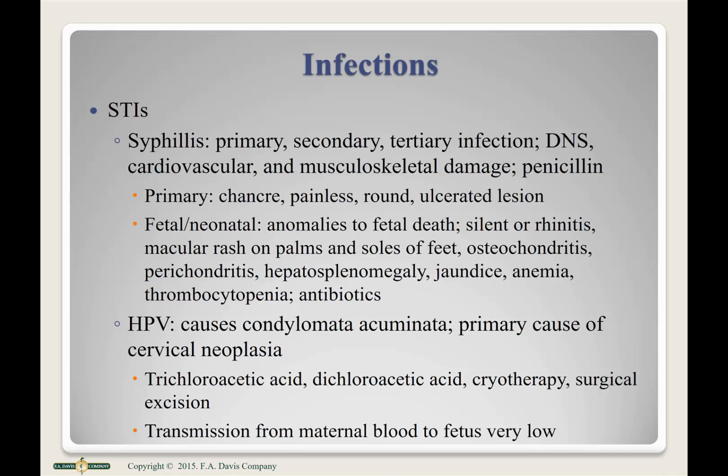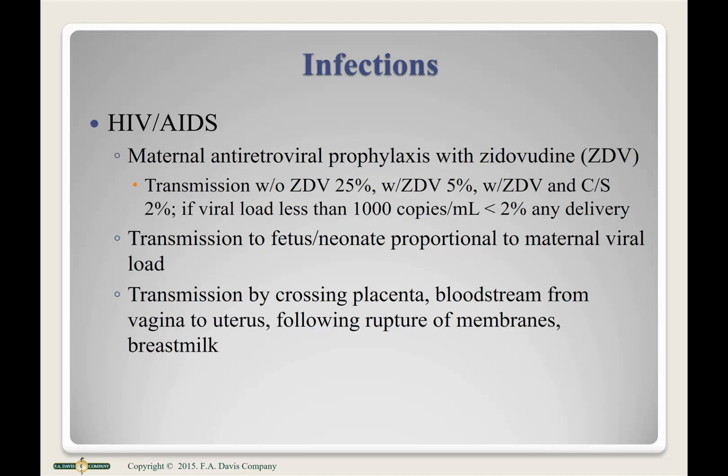We do test for syphilis. It's the VDRL, RPR, something like that in the prenatal records. That is the syphilis test. We do not typically test for HPV during pregnancy. HIV we test for in pregnancy. You can read through this.